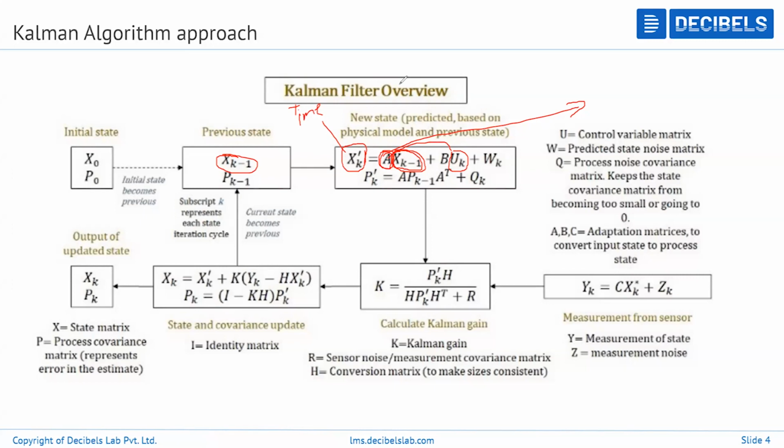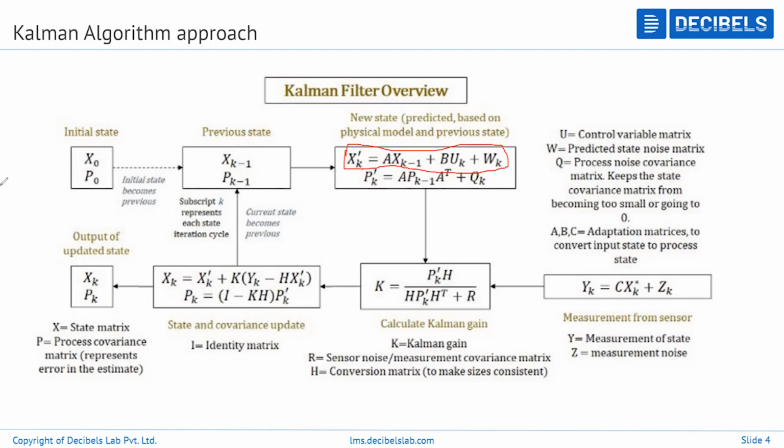Okay, so this is with respect to the predict step, the predicted state. And then there is one more equation we do in the predicted state, that we call the process noise covariance. Okay, like a covariance matrix you can say.